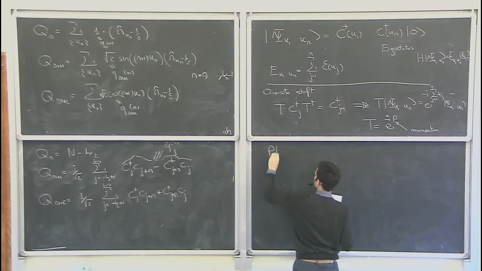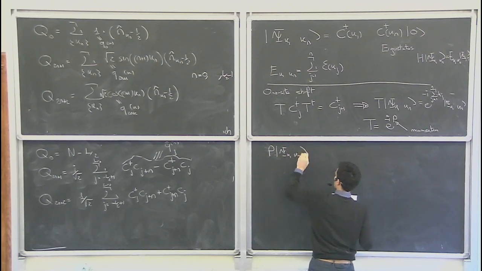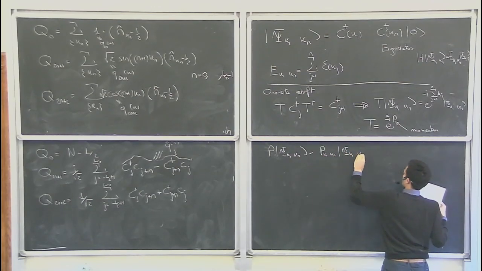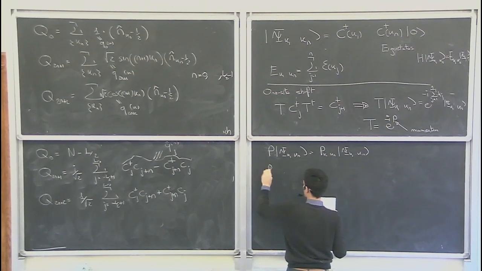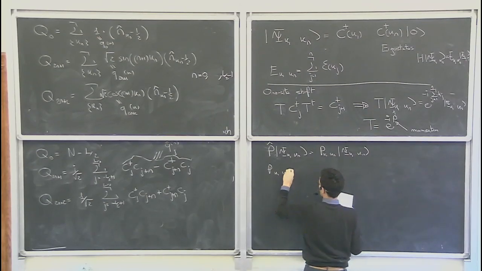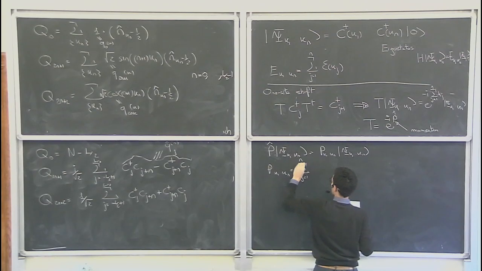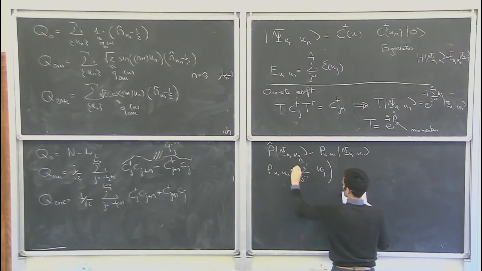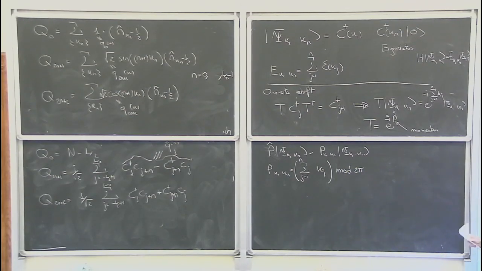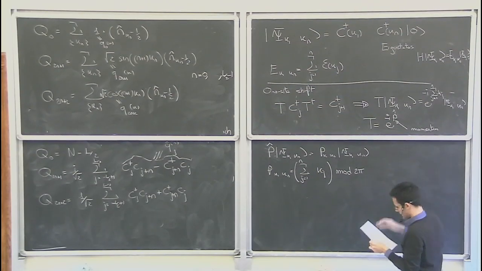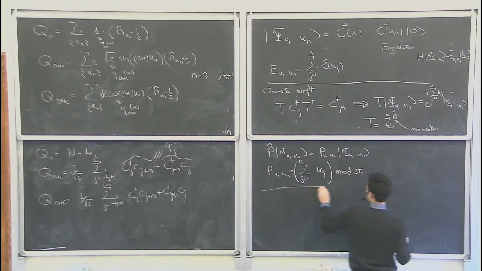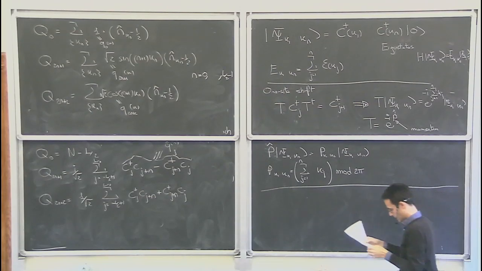So it's true that P on my states is equal to P(k1...kn) on the state. And P(k1...kn), so this is the operator, just to distinguish, P(k1...kn) is the sum over j of kj mod 2 pi. Okay, that's it.